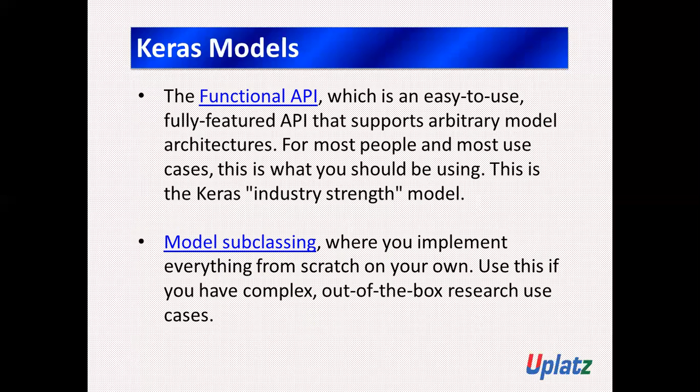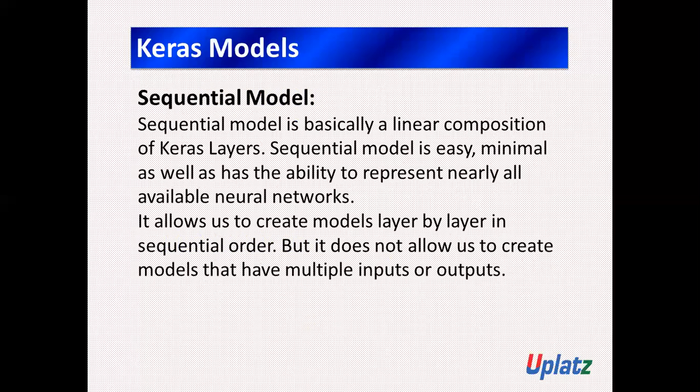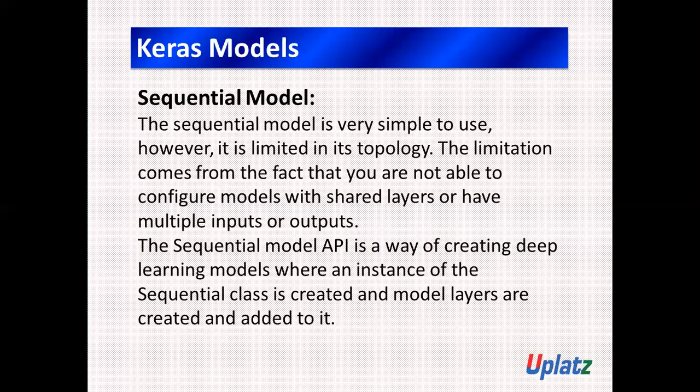So we started with the sequential model. The sequential model is basically a linear composition of Keras layers. It is easy, minimal, and has the ability to represent nearly all available neural networks. It is very simple to use. However, it is limited in its topology. The limitation comes from the fact that you are not able to configure the model with shared layers or have multiple inputs or outputs. The sequential model API is a way of creating deep learning models where an instance of the sequential class is created and the model layers are created and added to it.